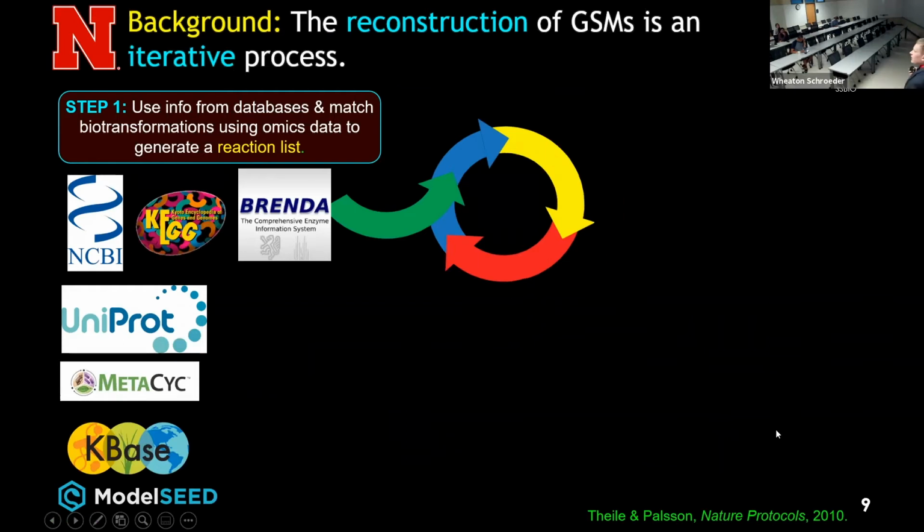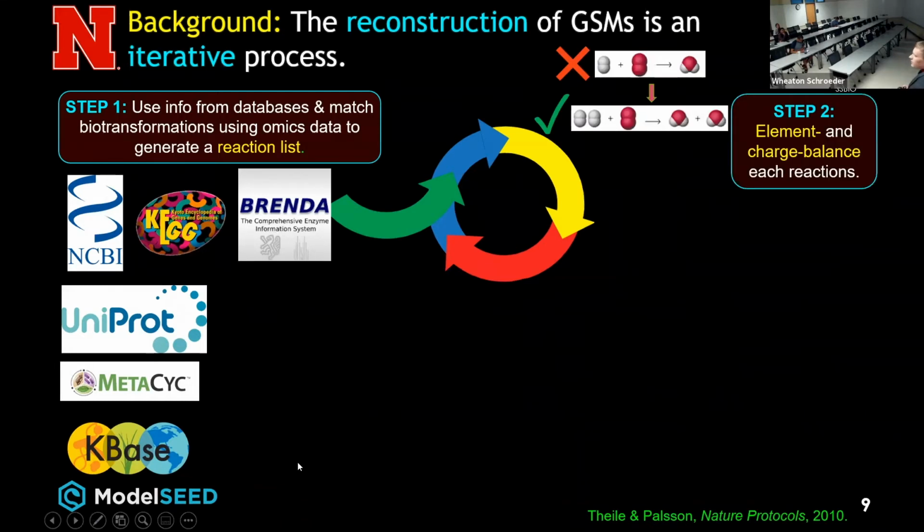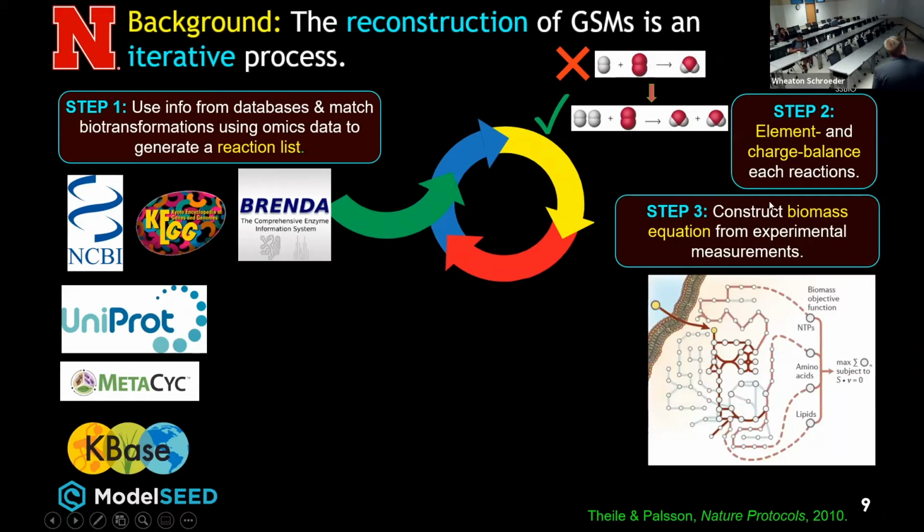I'm just going to quickly step you through the process of genome-scale modeling. We begin by consulting public databases to build a list of reactions which we believe are supported by the genome. A few example databases are shown here. We then make sure that these reactions are balanced both in charge and elements. And then we will construct what's called a biomass equation. A biomass equation is a pseudo-reaction which allows us to simulate the growth of the organism by consuming biological building blocks like amino acids and lipids.